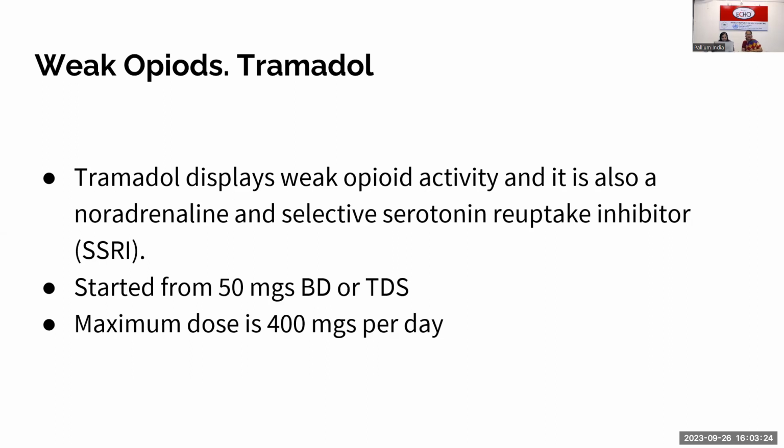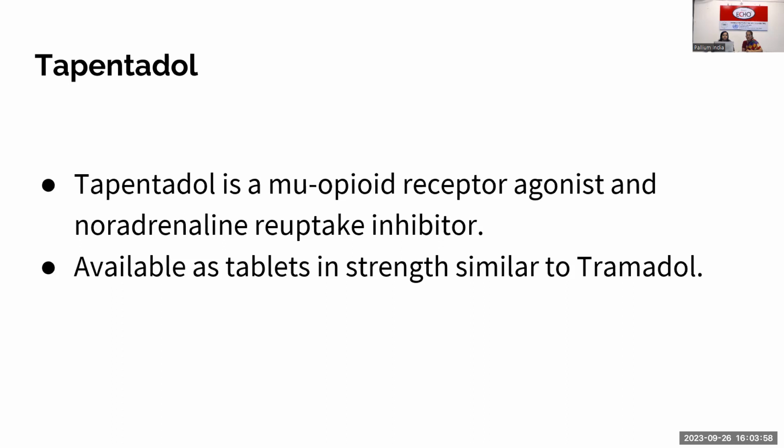So tramadol is one of the weak opioids, and it has its action on the mu receptors, and also it has an effect on noradrenaline and serotonin reuptake. So it inhibits. Those are the two main modes of action, and it is normally started at a 50 milligram dose. You can start from twice daily, 3 times daily to 4 times daily, and the maximum dose is 400 milligrams per day. Next is tapentadol.